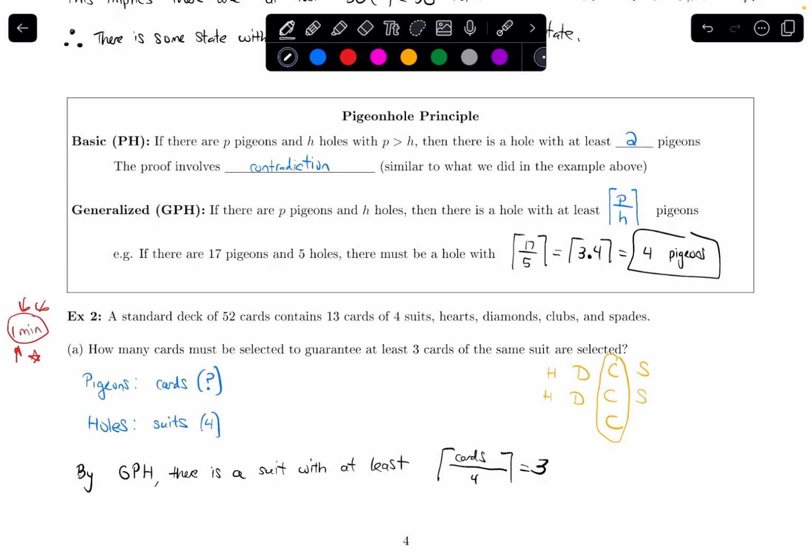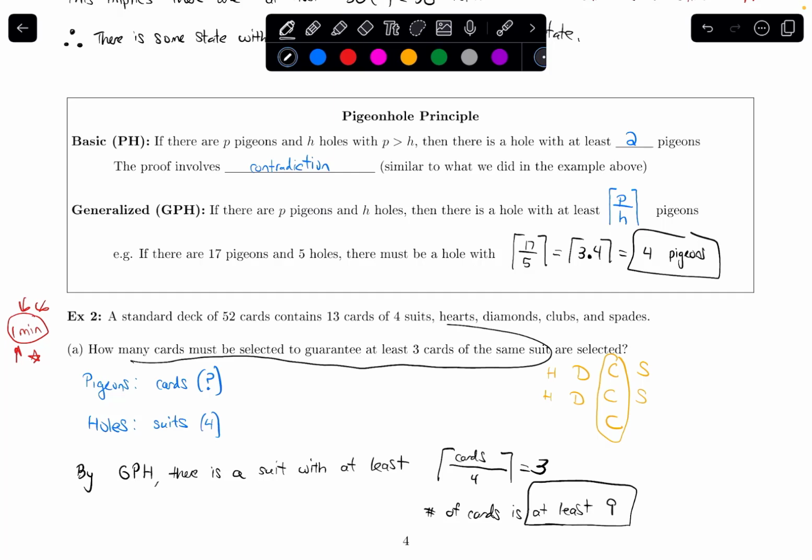Okay, so what's the smallest value this numerator could be so that when I do this ceiling, it ends up equaling 3? Well, it's got to be 9. The number of cards has got to be at least 9 to guarantee this. At least 9. So that's the answer to my question. How many cards must be selected to guarantee that there's at least 3 of them of the same suit? The answer is, gotta select at least 9.